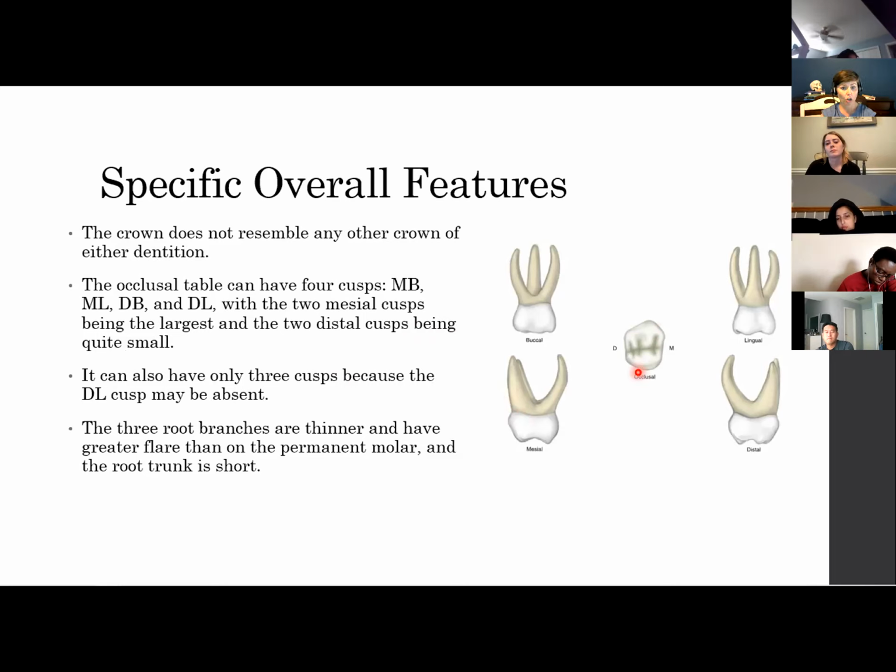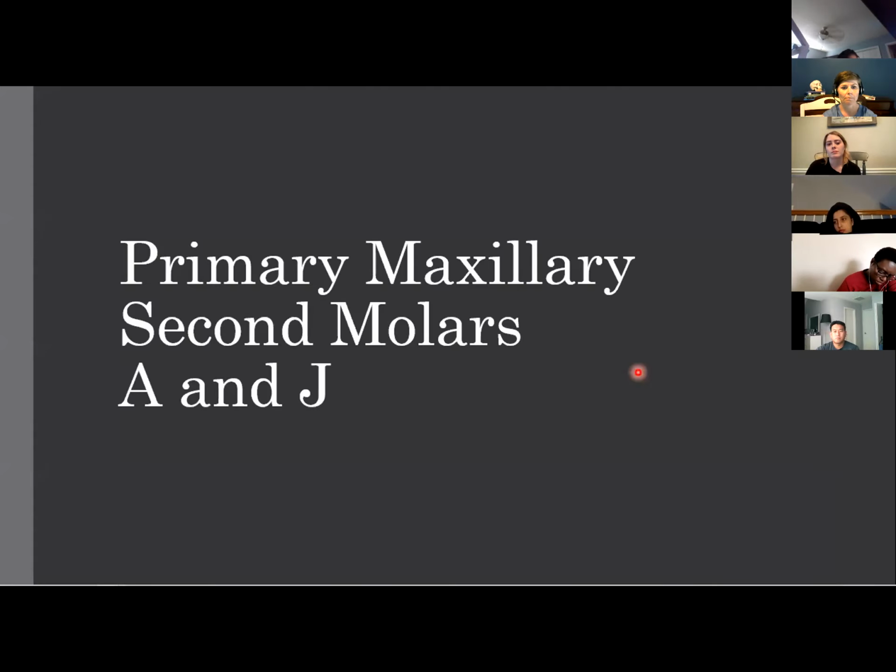The three root branches are thinner and have a greater flare than the permanent molar, and the root trunk is short. And it's got that flare so that the permanent premolars can erupt or grow.